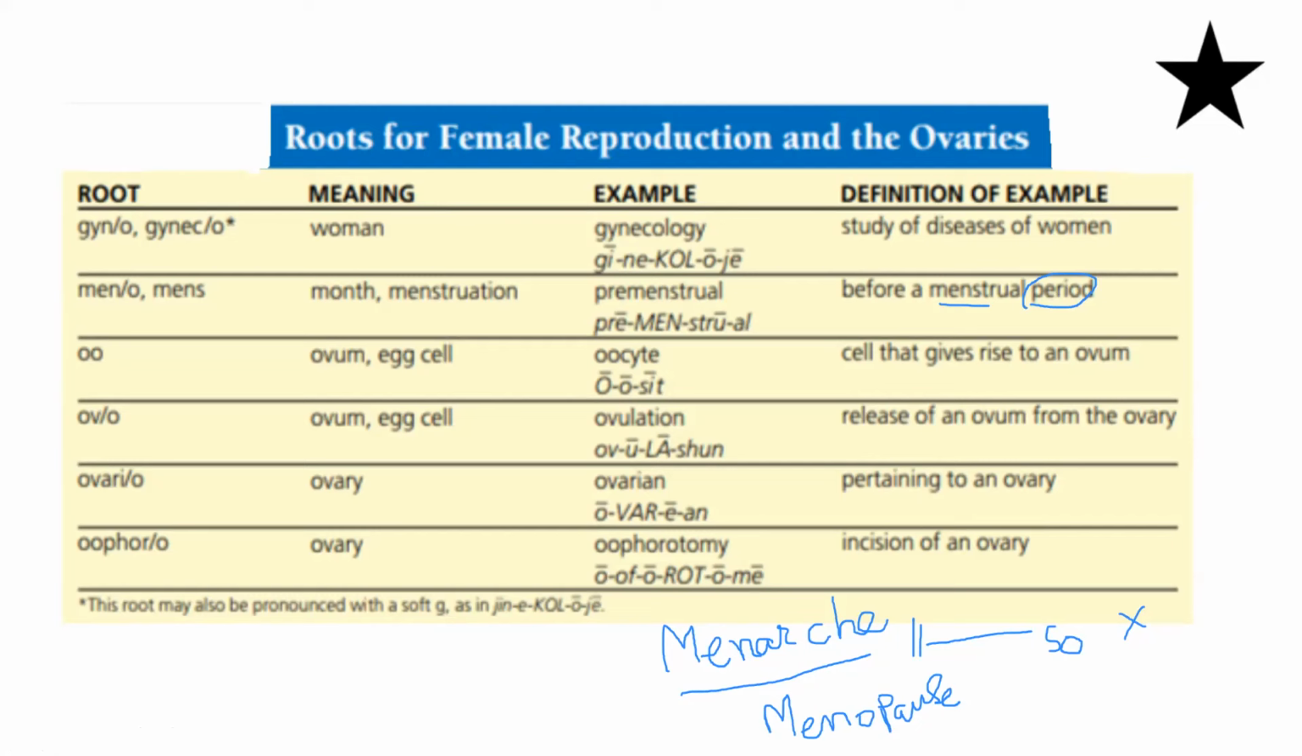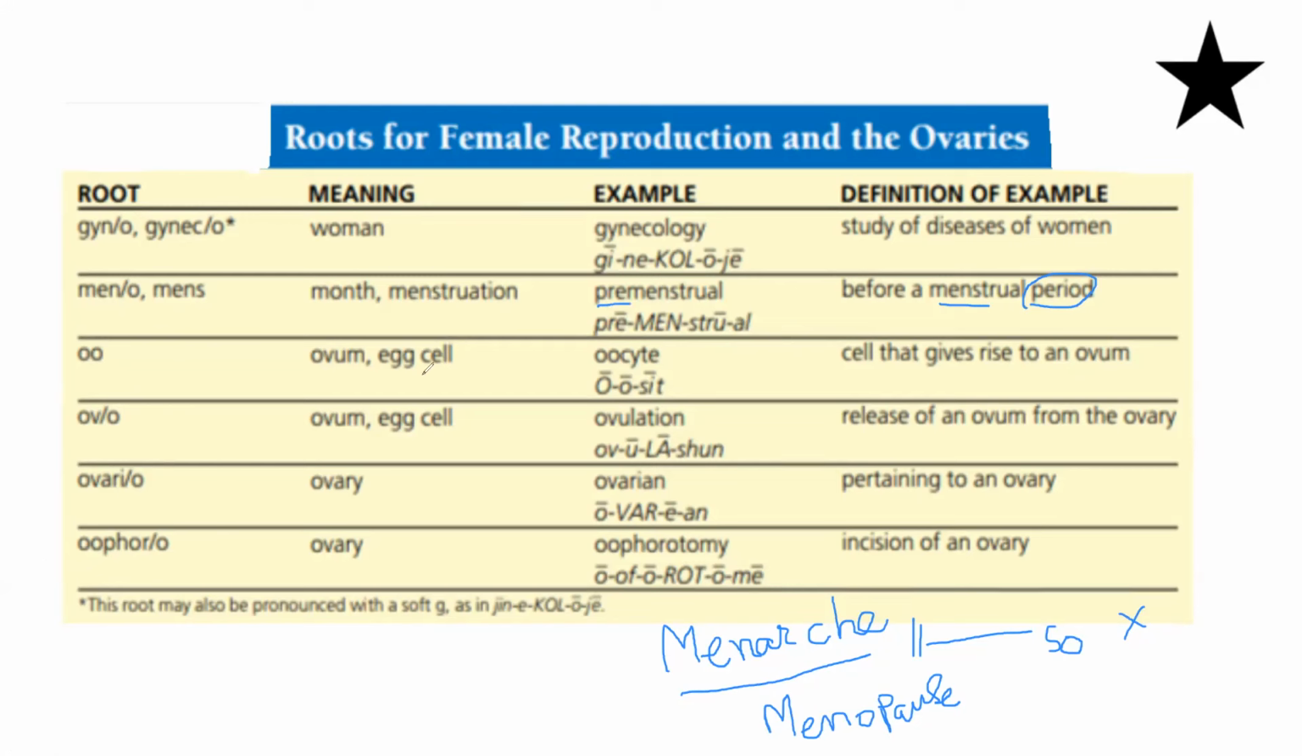Pause is to stop. So we have back over here, ovary, oophor. This is the root for meno. Pre-menstrual, for example, the term pre means before. Similarly, we can say post-menstrual, after the periods.